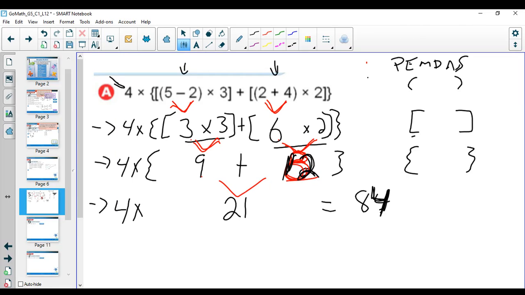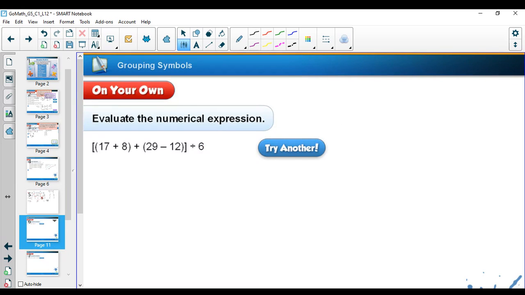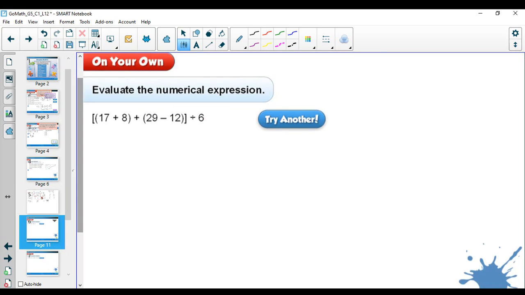All right, let's try some of these. We're going to start with this one, which is not quite as big as that one. So go ahead and pause the video, try to solve it, and then come back and let's see how you did.